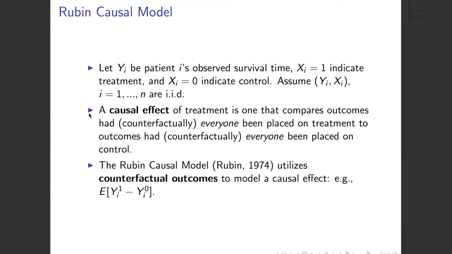So in the Rubin causal model, to get something like this, we utilize counterfactual outcomes to model a causal effect. So for example, if we let the superscript 1 be individual i's outcome under treatment, and 0 be under control, we might ask what's the expected value for individual i of the difference between their outcomes. So obviously one of these is observed and one of these can't be observed. So for each individual, only one outcome could be observed, but under some assumption, we can get this average over the population, that expectation value.